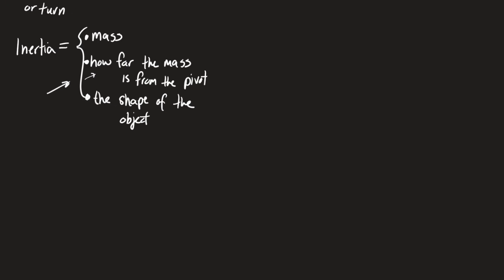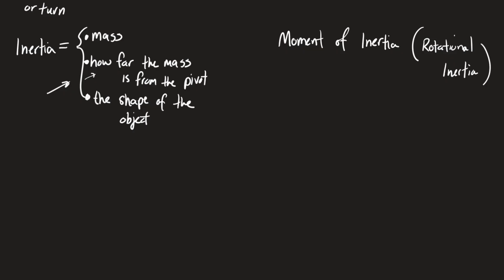Moment of inertia is the measurement we use for rotational inertia. So saying moment of inertia is saying rotational inertia. I need an expression that talks about the mass of the object, sure, but also how far away the mass is from the pivot point.